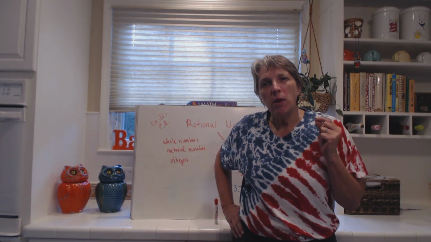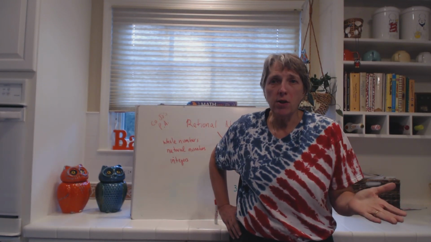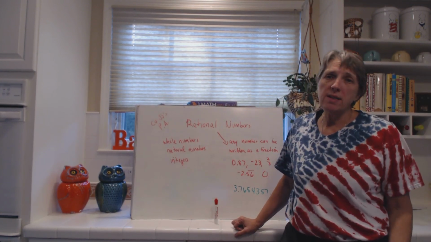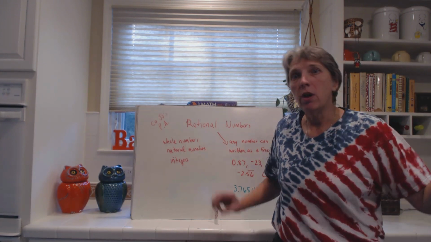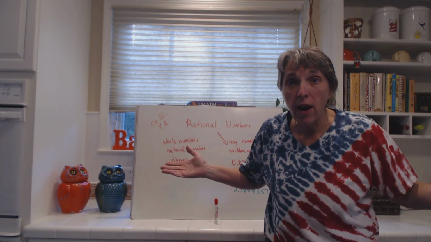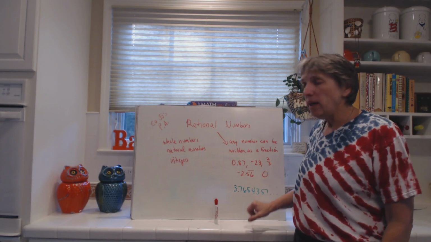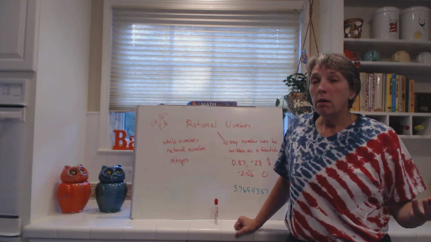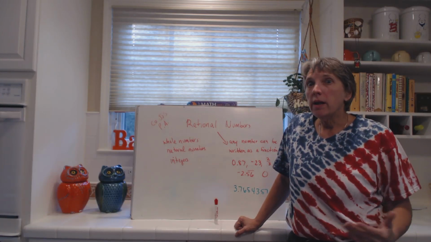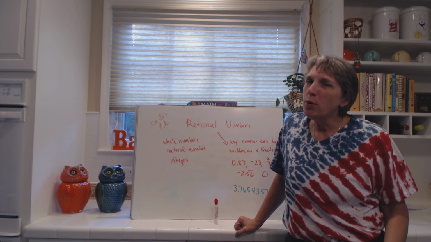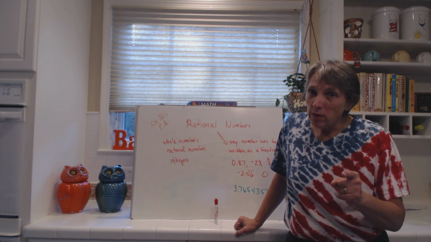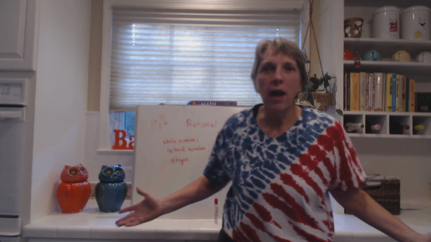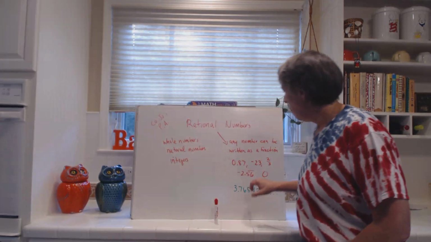Basically, any number that can be written as a fraction is a rational number. That's the test. So look at these. 0.87, which is 87 hundredths. That's a fraction. Negative 23. How do you write negative 23 as a fraction? Negative 23 over 1. Negative 46 over 2. You can't put 23 over negative 1, though. Remember, the negative has to stay in the numerator or out in front. 2/3, that is a fraction, so we're safe there.